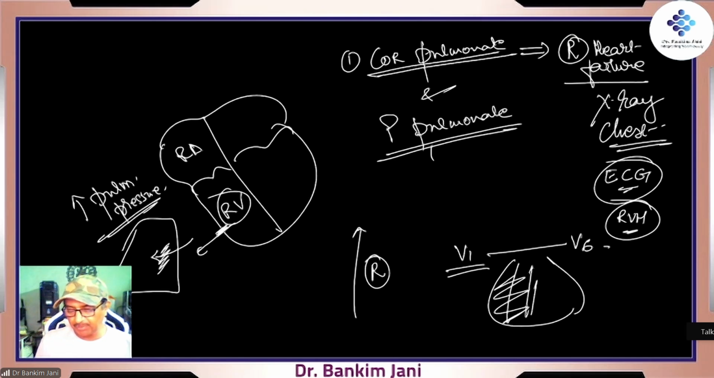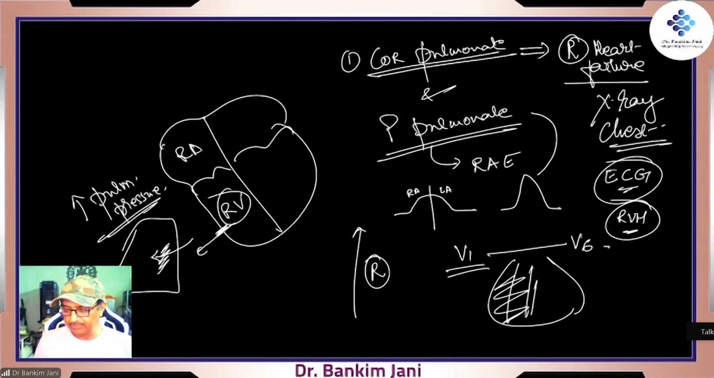Regarding P pulmonale, it is when there is a right atrial enlargement. We have seen that the P wave, if you divide it into two parts, is formed by the right atrium in one part and by the left atrium in the other. So when we get something like this, that is what is called P pulmonale, which is the indication of a right atrial enlargement. This was one of the questions.